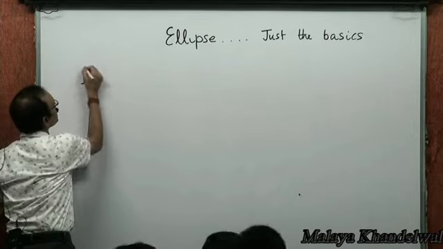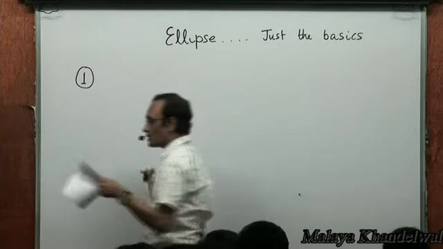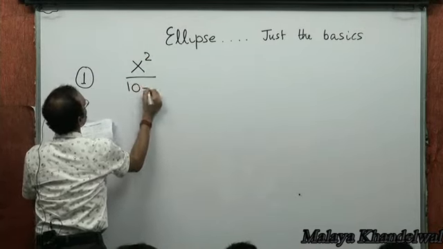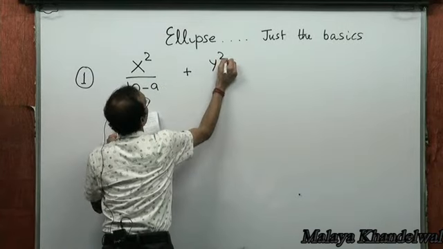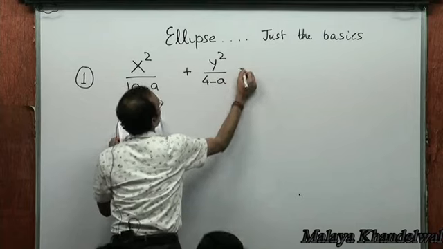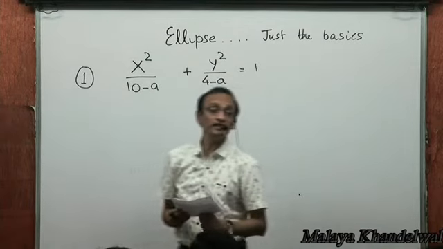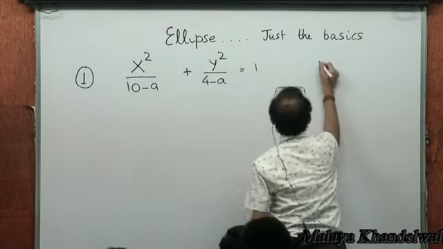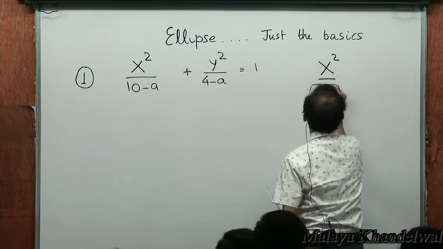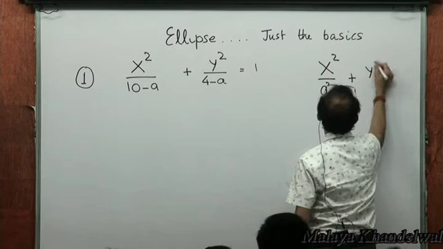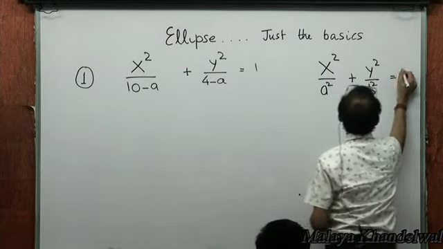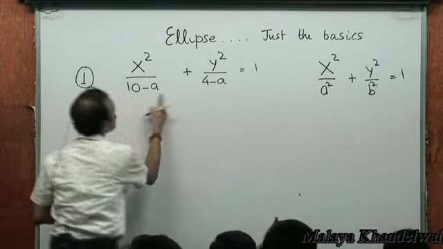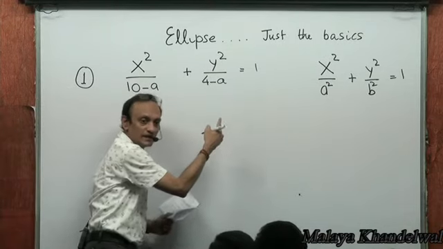The first problem is about a curve x squared by 10 minus a plus y squared by 4 minus a equal to 1. We want to be able to find the range of a for which this could represent an ellipse. Now compare it with the standard form of the equation of an ellipse, x square by a square plus y squared by b squared equal to 1. Very clearly this is greater than 0, this is also greater than 0. Consequently 10 minus a must be greater than 0, 4 minus a must be greater than 0.